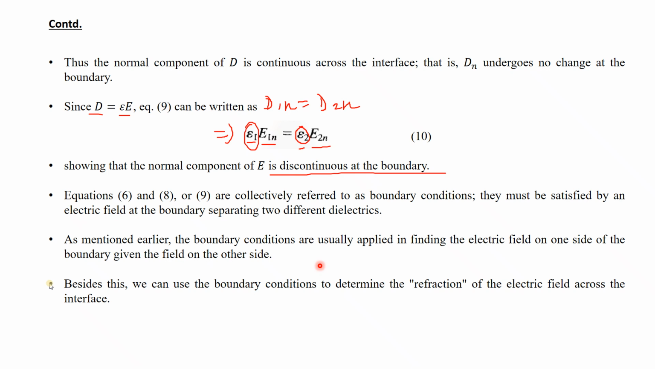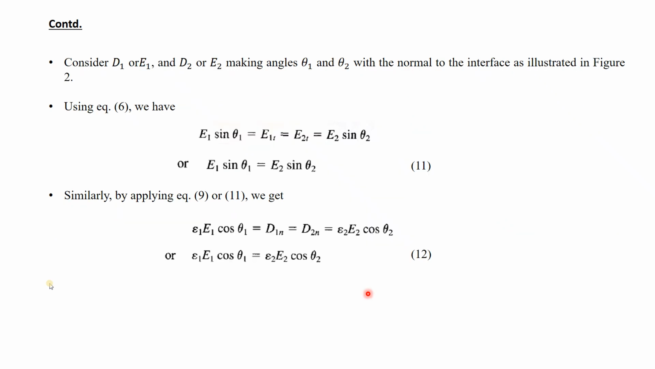As mentioned earlier, the boundary conditions are usually applied in finding the electric field at one side of the boundary given the field on the other side. That means if the electric field is given on one side, and we know that on the other side there is a dielectric medium with known permittivity, then we can calculate the electric field intensity in the other medium also, because the tangential components of the electric field are equal and the normal components of electric flux density are equal. Besides this, we can use the boundary conditions to determine the refraction of the electric field across the interface. How? Let us see.